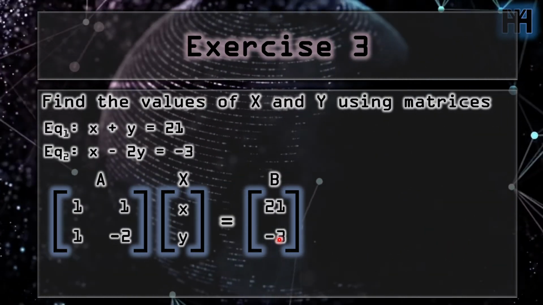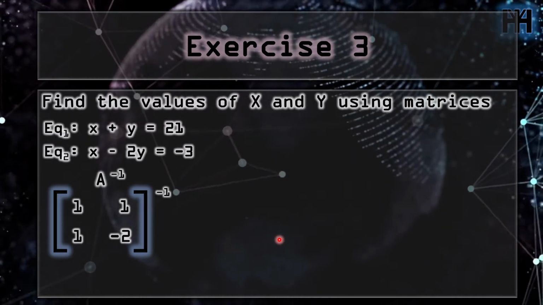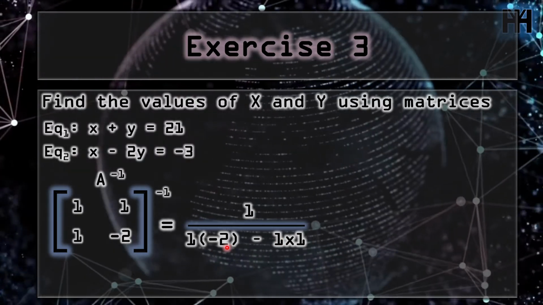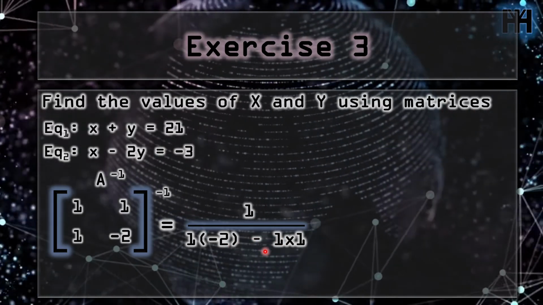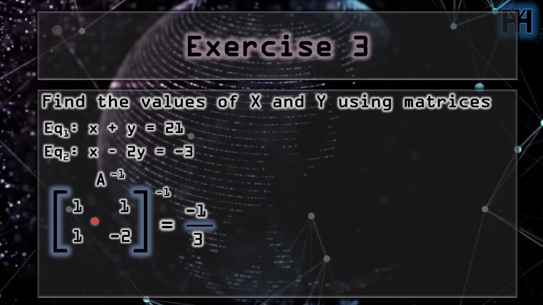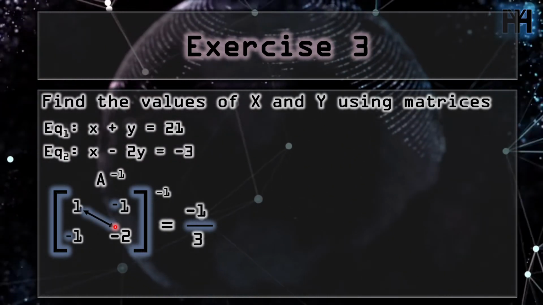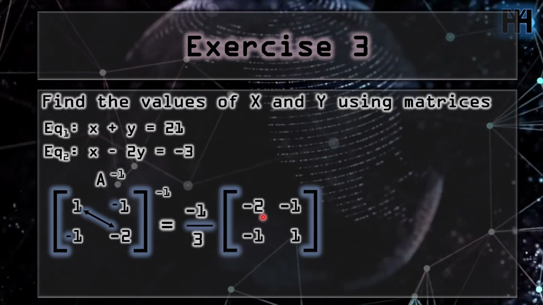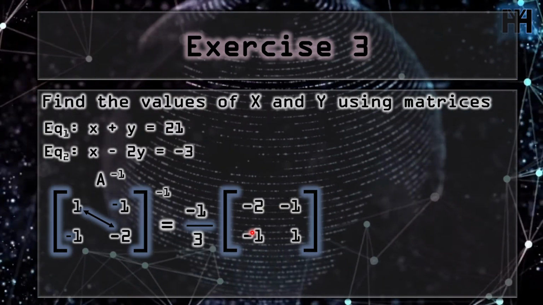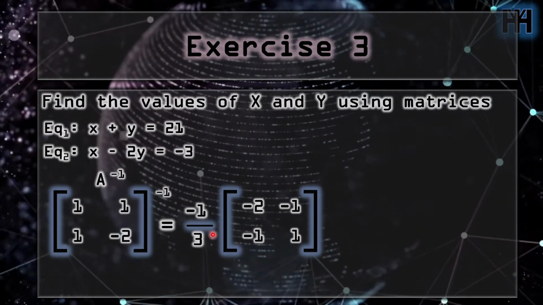Okay, so the first step, you want to get A inverse. You will take here 1 times negative 2 minus 1 times 1. This is the determinant. So the result will be negative 1 over 3. And the next step, you will swap these two and negate these two. So we'll have here -2 and 1, -1 and -1. See? Very easy. So this is A inverse, -1/3 times this matrix.